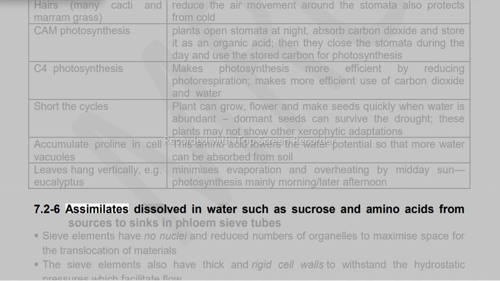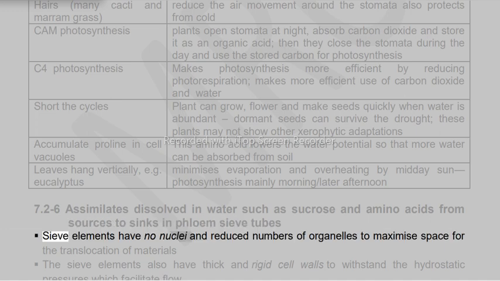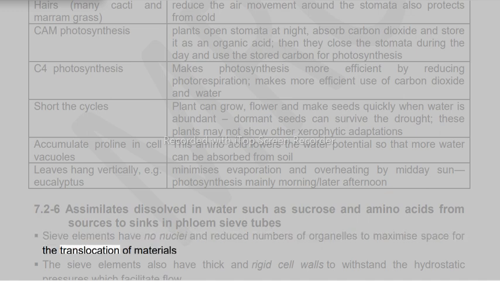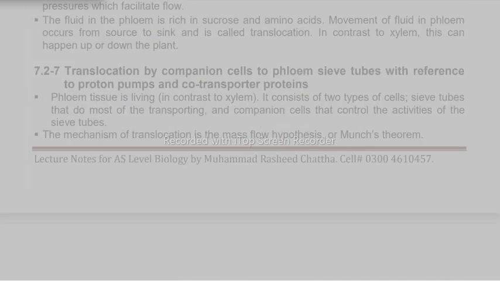7.2.6: Assimilates dissolved in water, such as sucrose and amino acids, move from sources to sinks in phloem sieve tubes. Sieve elements have no nuclei and reduced numbers of organelles to maximize space for the translocation of materials. The sieve elements also have thick and rigid cell walls to withstand the hydrostatic pressures which facilitate flow. The fluid in the phloem is rich in sucrose and amino acids. Movement of fluid in phloem occurs from source to sink and is called translocation. In contrast to xylem, this can happen up or down the plant.